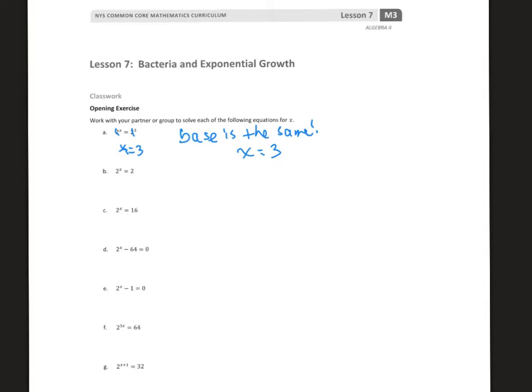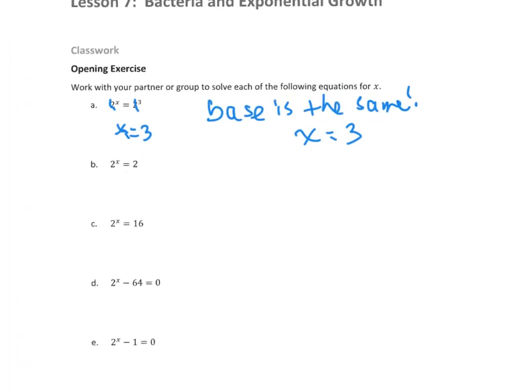So number b, it says 2 raised to some power equals 2, and there's no power there. Well, I know that when I don't have a power, it's actually to the power 1. So now they do have the same base. So now I can say x equals 1. All right, so that was pretty easy. All right, what about c?